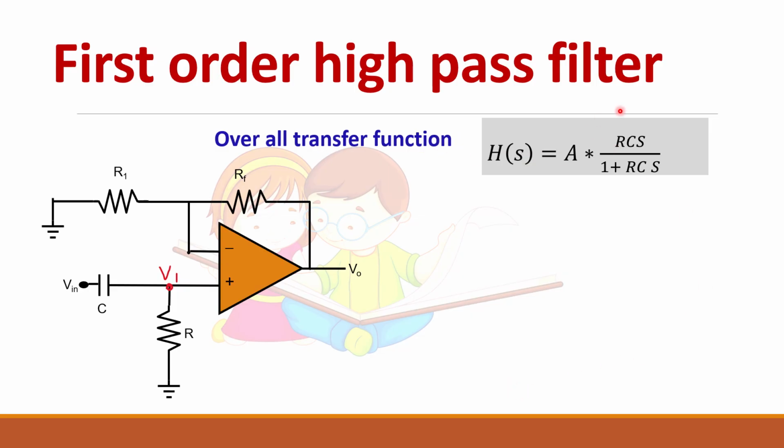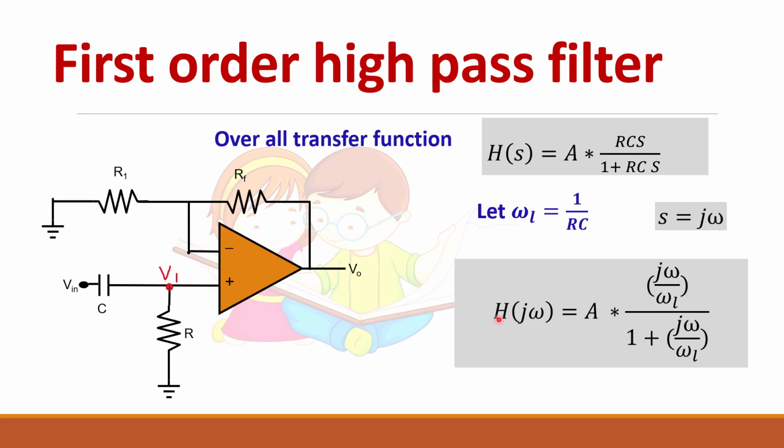So the overall transfer function, we got it. Here, let us take this omega L is equal to 1 by RC. So let me substitute here. And S is what? J omega. So H of J omega will be equal to A into, for S I will write J omega RC. So for RC I have to write 1 by omega L. So it comes in the denominator: J omega divided by omega L, divided by 1 plus J omega divided by omega L.